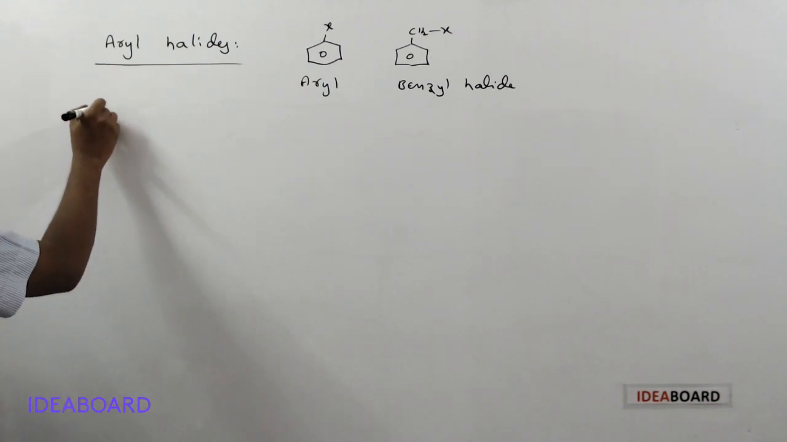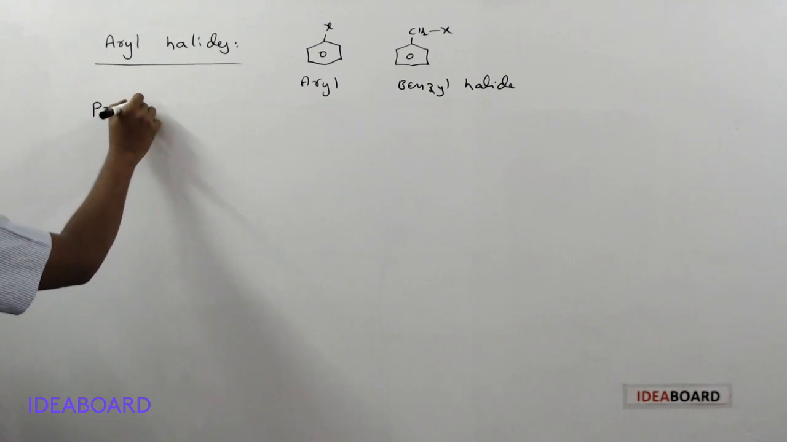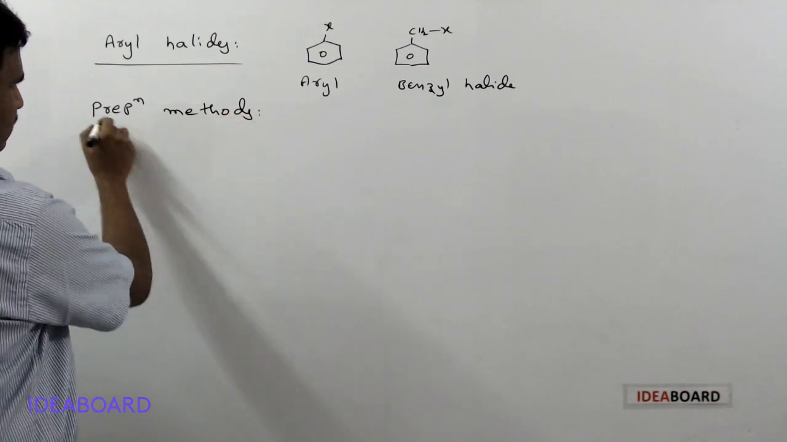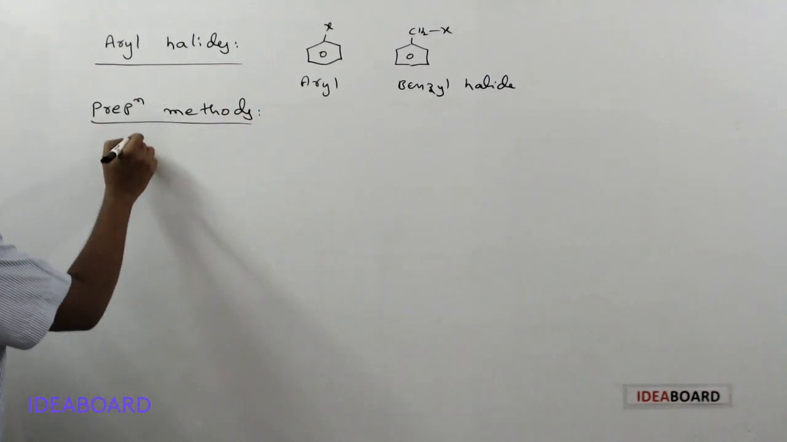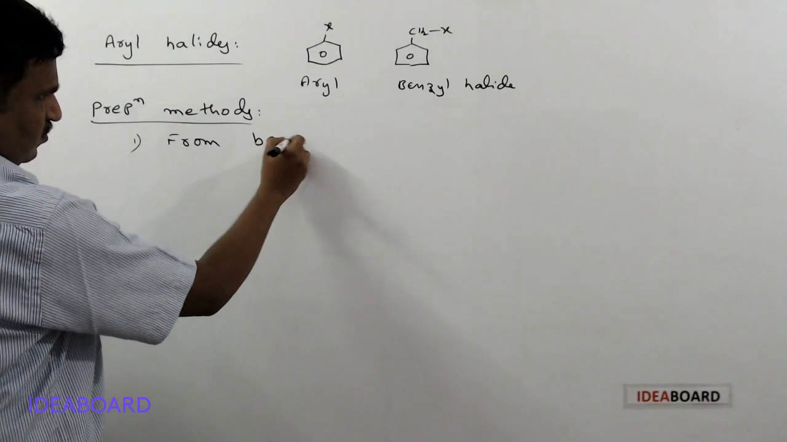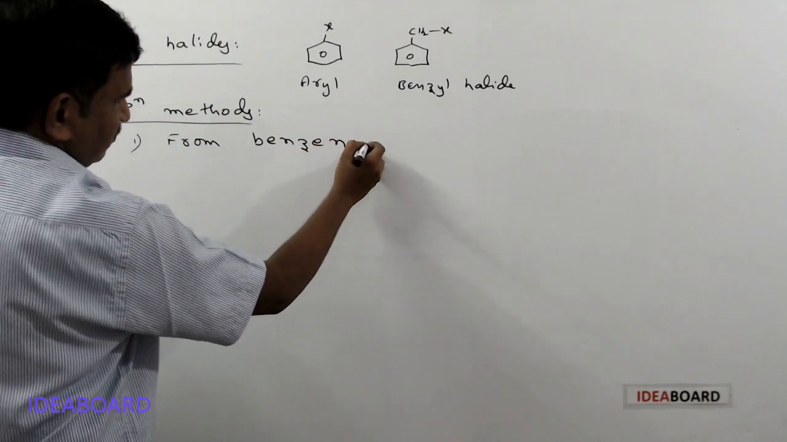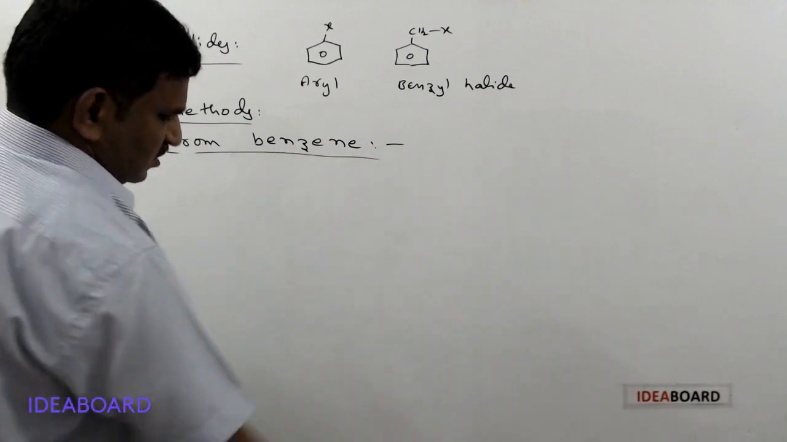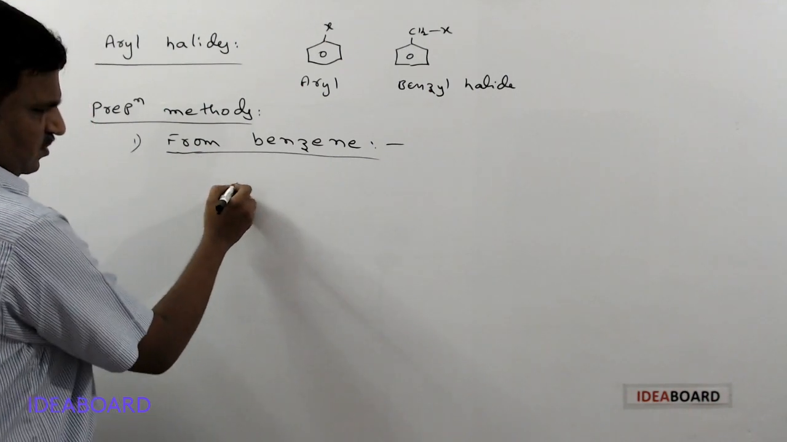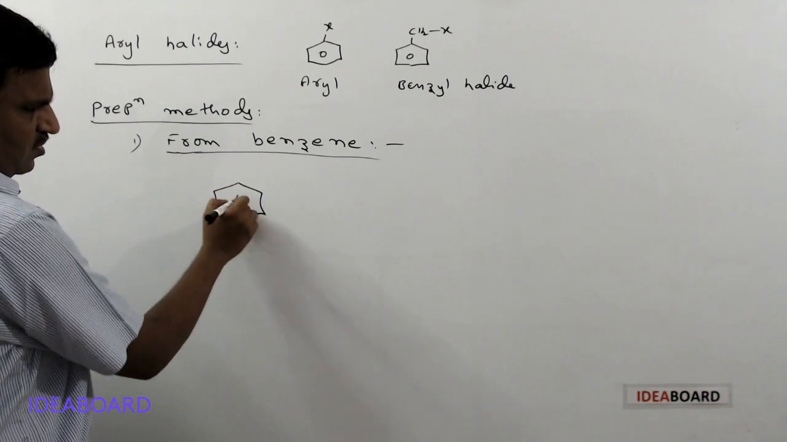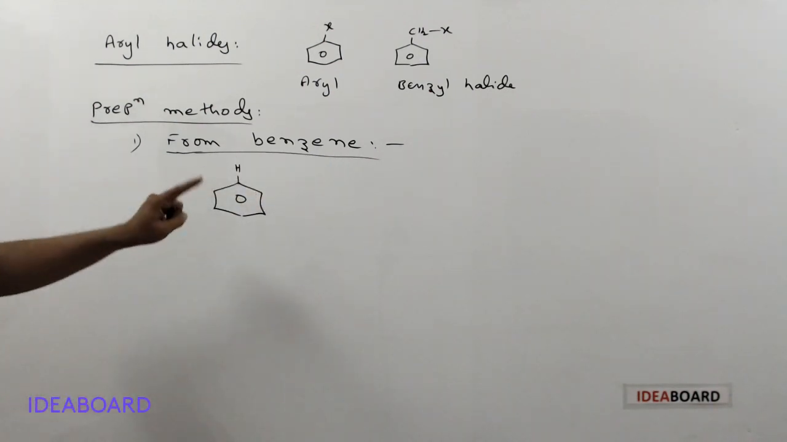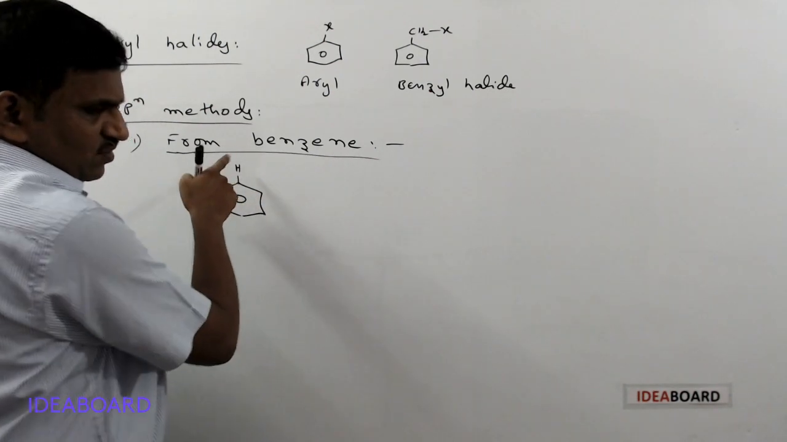And next, preparation methods. Here if the preparation methods of these compounds are taken, the first one is from benzene. In the preparation method from benzene, this is studied in the first year also, in the first year aromatic compounds. Benzene, it is not hydrobenzene, it is benzene only. I wrote one hydrogen separately.